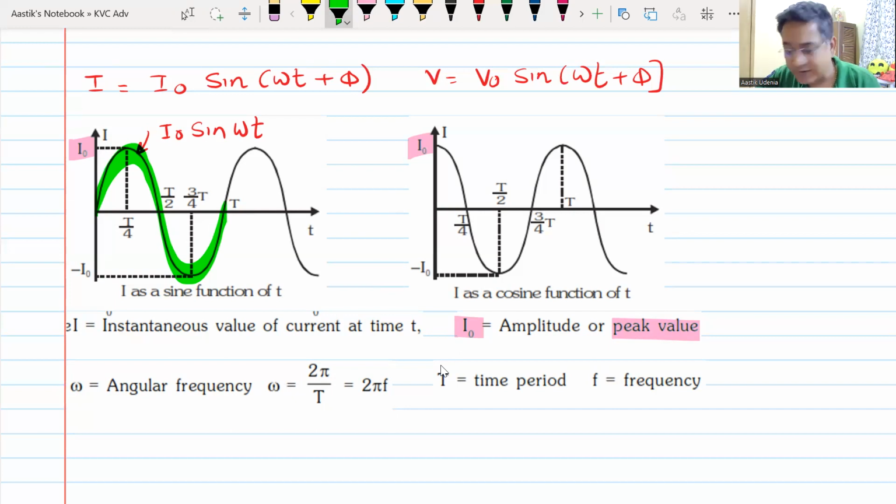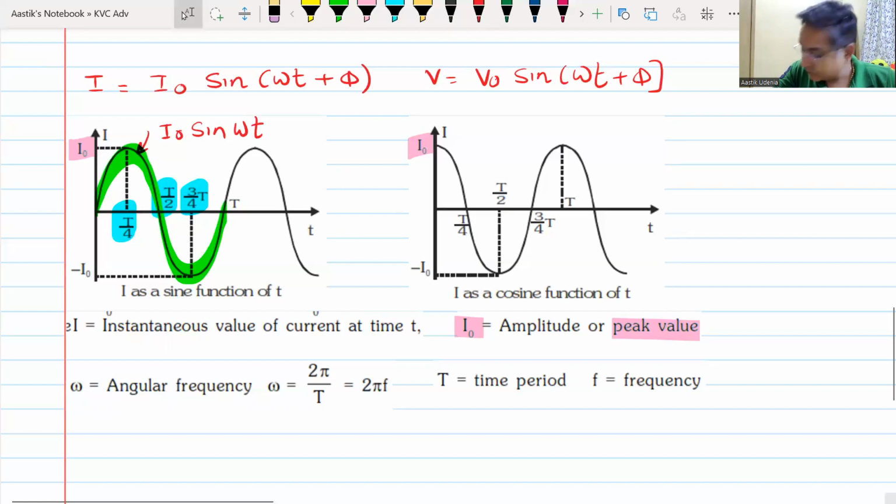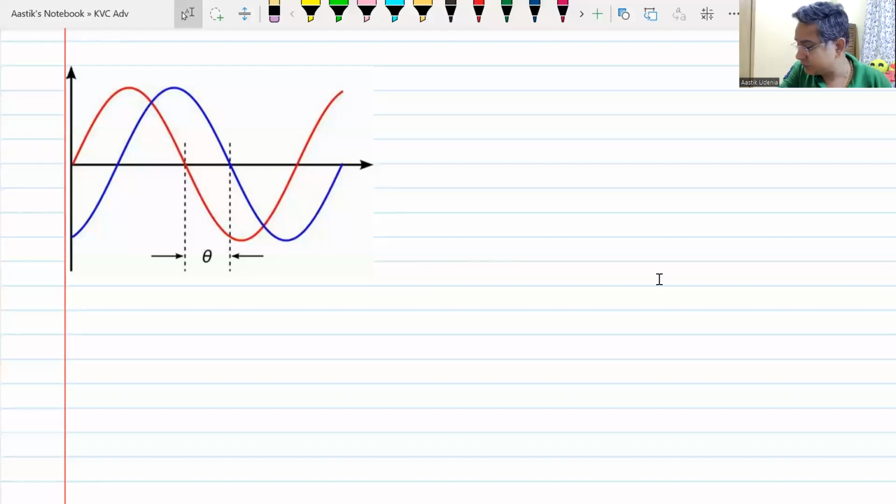If you talk in terms of time period, at this point, it will be T by 2, yes or no? Yes, sir. At this point, when it reaches from 0 to maximum, it will be T by 4. This will be 3T by 4. Do we remember anything that we had done in the previous chapter on waves? Yes or no? Yes, sir. I'll give you 2 minutes to draw this graph so that we can move ahead. Anyone noted it down? Yes, sir.